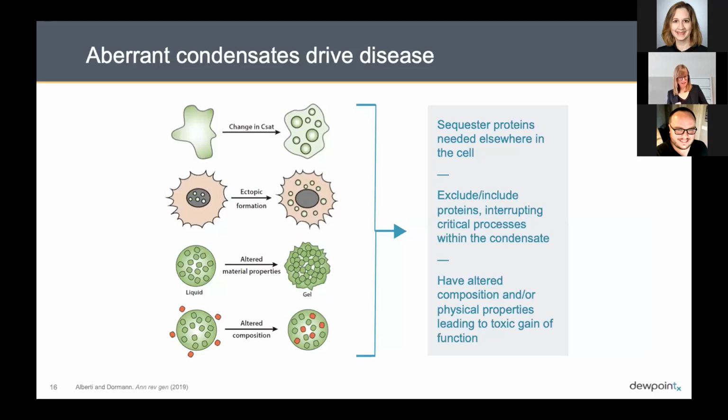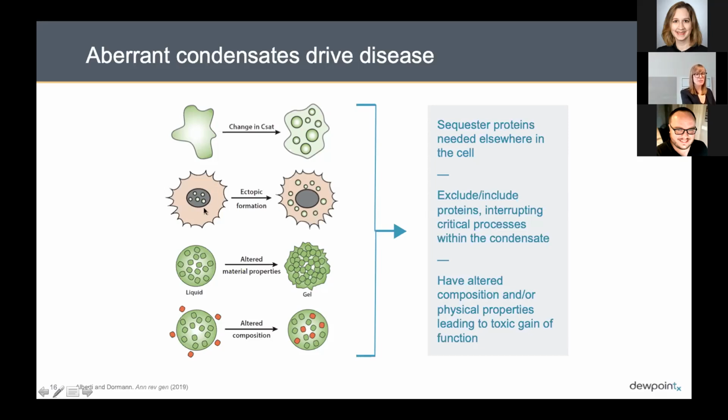So condensates are implicated in many, if not most, of the cellular functions. And this is why aberrant condensates are also able to drive disease. There are many mechanisms by which a condensate can become aberrant. For example, let's say that we have a condensate forming at a time and in a space that we should not be expecting it to form. Another mechanism would be ectopic formation. So let's say that the condensate forms in the cytoplasm, whereas in the non-disease state it should be forming in the nucleus.